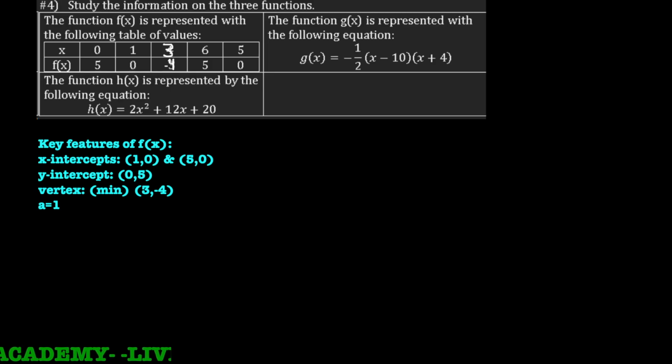My y-intercept is going to be when x equals 0, so I have the ordered pair 0, 5. My vertex, meaning my lowest point or my highest point, which in this case is the lowest, so I have to label it as a min, is at the point 3, negative 4. And then my vertical stretch or shrink, meaning look at that value for a in that equation. What's our leading coefficient? It's just 1.